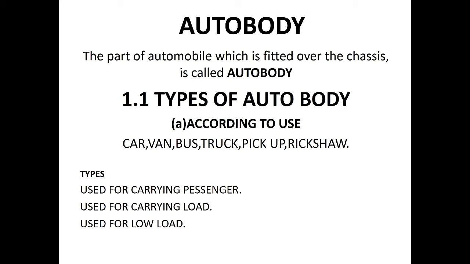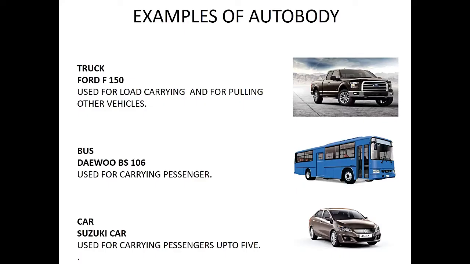And the types of autobody as per the use are for carrying passengers, for carrying load, and for mini load carrying as well. Examples of autobody. Autobody can be generally categorized in the following forms.